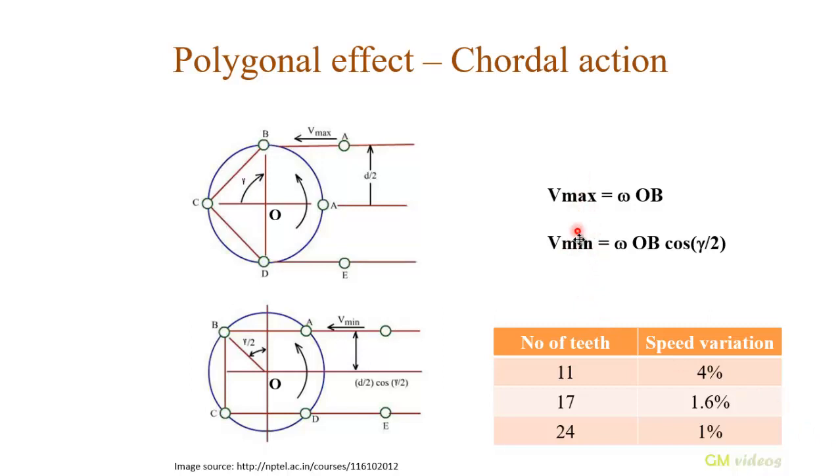difference between these speeds divided by the original speed, and it is found that if the number of teeth is 11, then the variation in speed is 4%. If the number of teeth on the sprocket is 17, then the speed variation is 1.6%. If the number of teeth on the sprocket is 24, then the speed variation is 1%. It is very clear to us that as the number of teeth on the sprocket goes on increasing, the speed variation of the output shaft goes on decreasing. So now let us move on to the next topic.